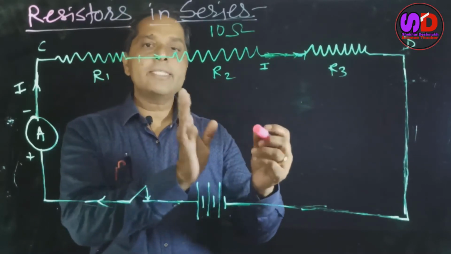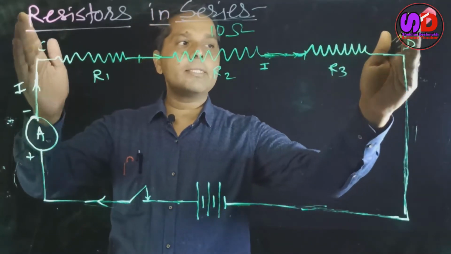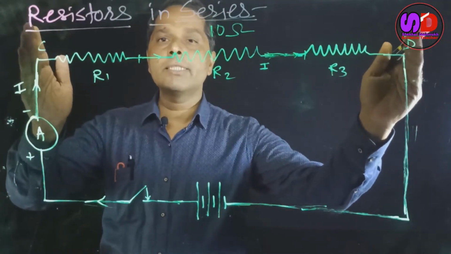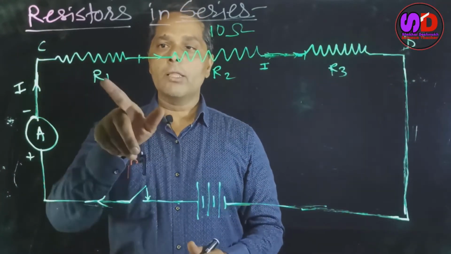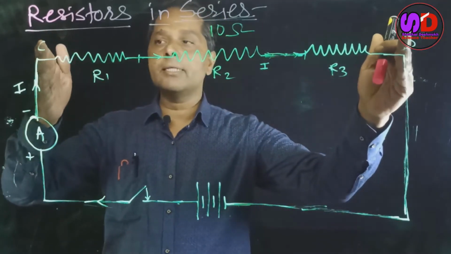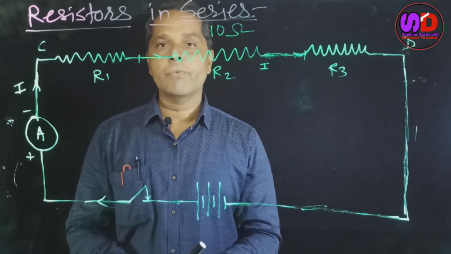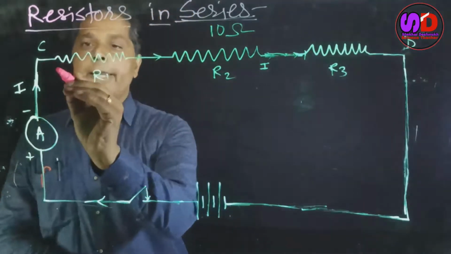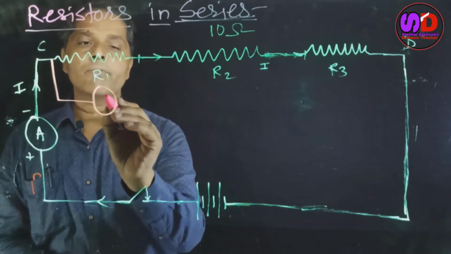Now, what is the equivalent resistance between points C and D? This is R1, this is R2, this is R3, but what is the resistance between C and D? This combination. To measure the potential difference, connect a voltmeter here.